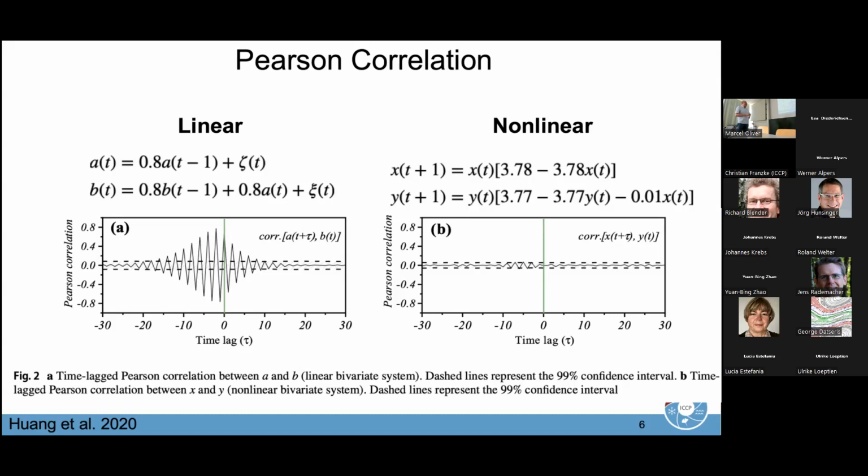If we look at a similar system and just make this nonlinear, so we have here x times x, y times y, and y times x, here the Pearson correlation coefficient basically is non-significant. So if you know your system is linear, you might get away with Pearson correlation, but once it becomes nonlinear, you might be in trouble by relying on the correlation coefficient.